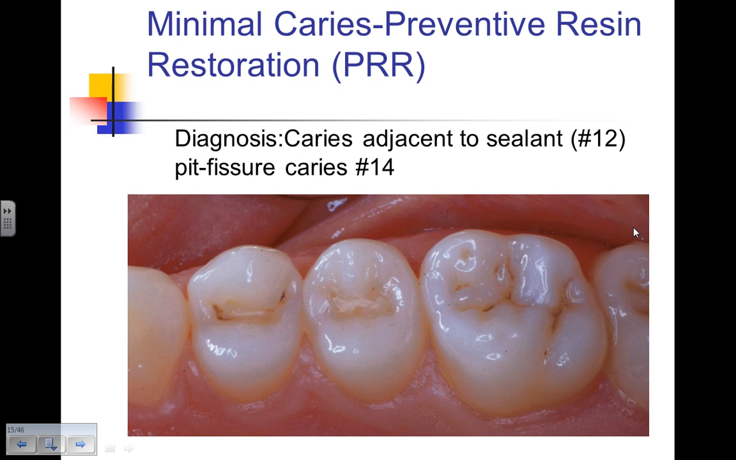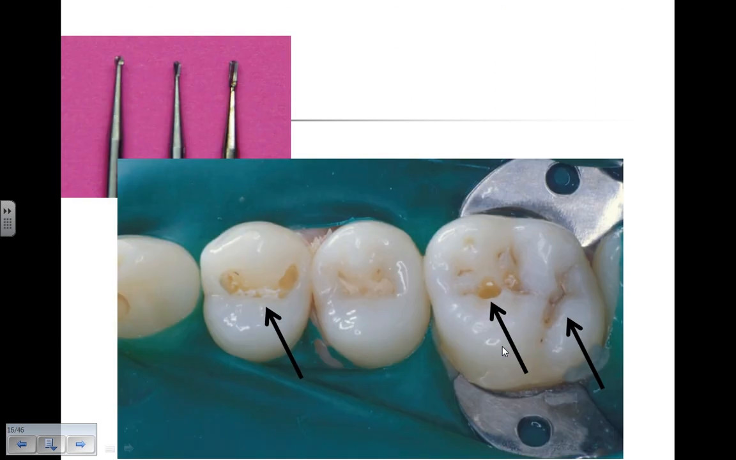So here we have a circumstance. Caries adjacent to the sealant on tooth number 12 and pit and fissure caries on number 14. We've actually made the diagnosis with a laser fluorescence device. We've gone in with very small burrs, and if you look at the preparations, they are very minimally invasive. If you look at the first molar, we've just gone in where the caries is present. In fact, when we went into the distal portion of the occlusal, we realized that the caries was extremely minimal. We can see some stained fissures, but no caries extending beyond that.